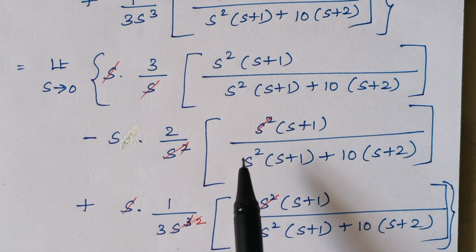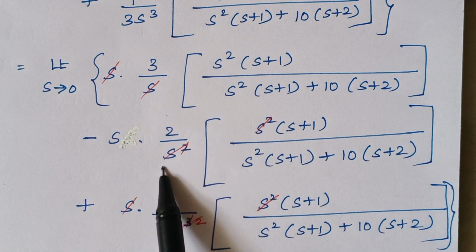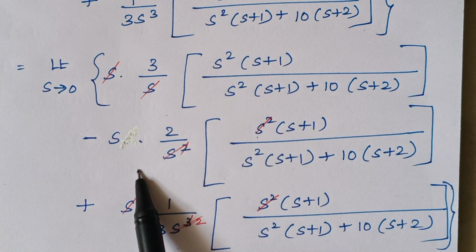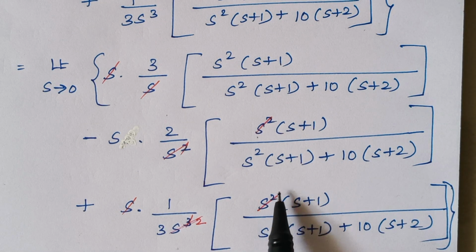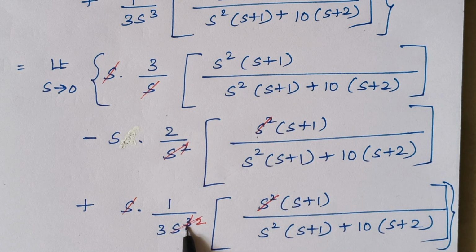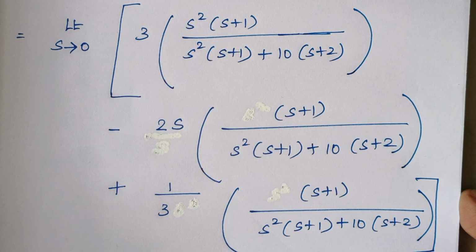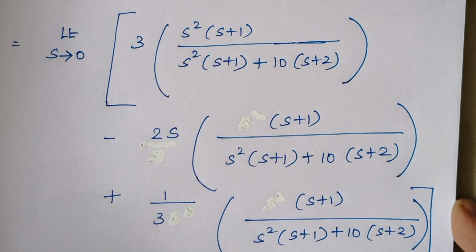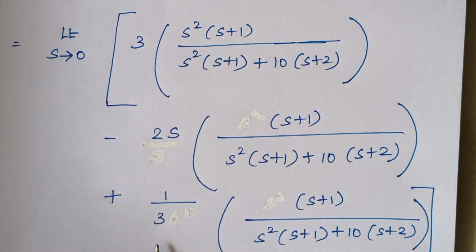Here I am cancelling the common terms. These two s terms cancel each other, and this s square term and this s square term cancel each other. Here I have 3s cube, so this square and this square will cancel each other, and finally I have a single s term, and that s term and this s will cancel each other. So this is our expression after cancelling the common s terms. This is our first term, this is our second term and this is our third term.